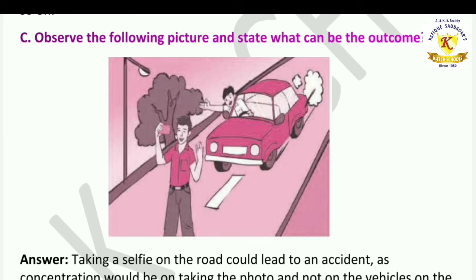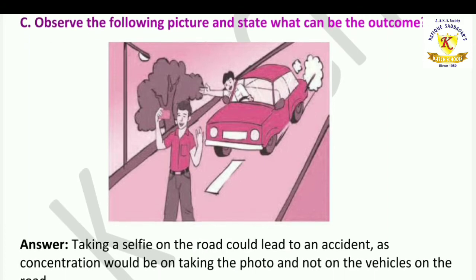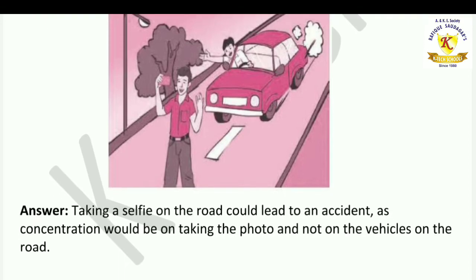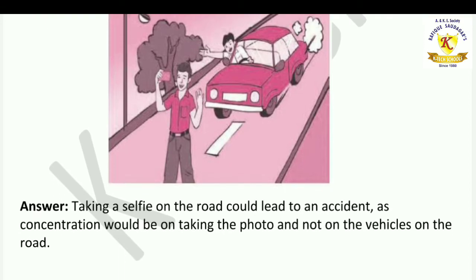Third, observe the following picture and state what can be the outcome. Look at the picture, children. What is the person doing? He is taking a selfie on the road, right? So is it correct? Answer is, taking a selfie on the road could lead to an accident, as concentration would be on taking the photo and not on the vehicles on the road. Am I correct? Yes.